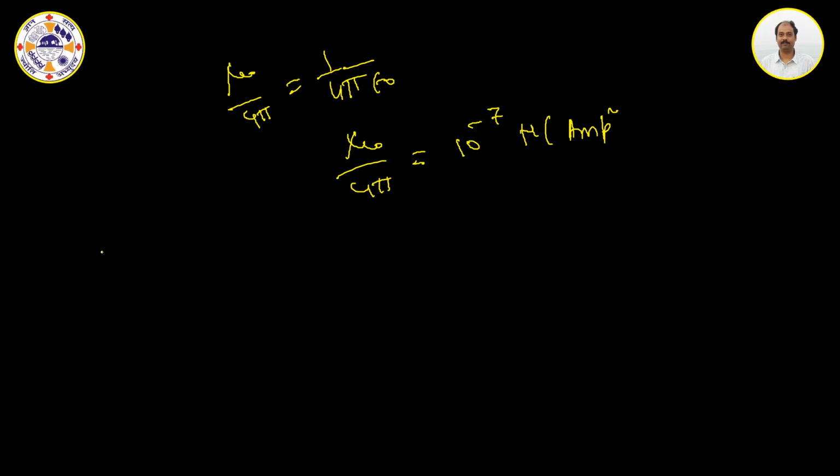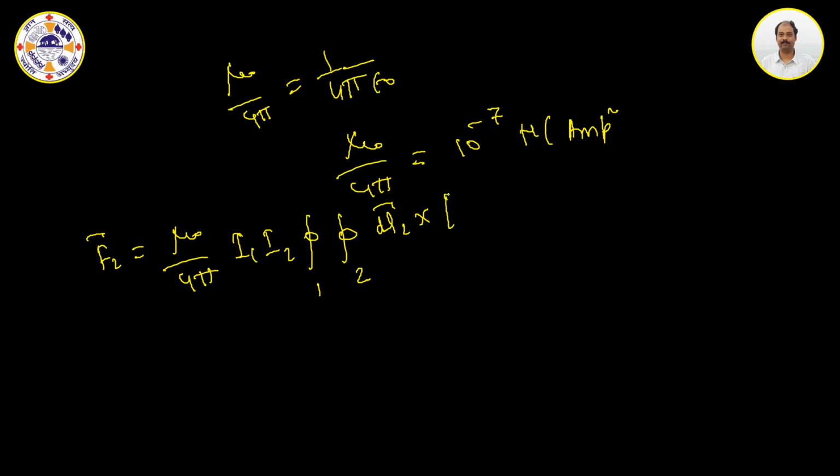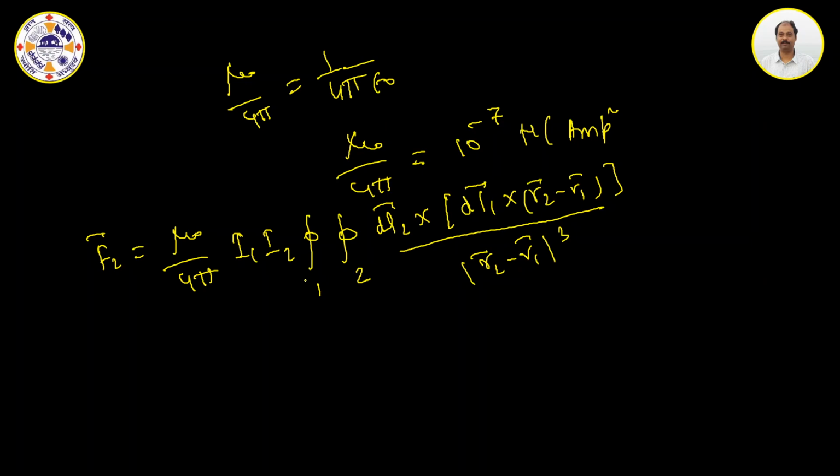Now I am writing again the term: F2 is equal to mu 0 by 4 pi I1 I2, closed integration over 1, closed integration over 2, dl2 cross dl1 cross (r2 minus r1), divided by mod of r2 minus r1 cubed. Now from this expression of force given by Ampere, we can find the expression of field.